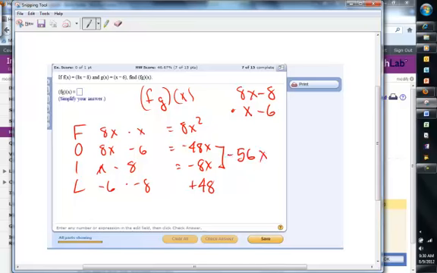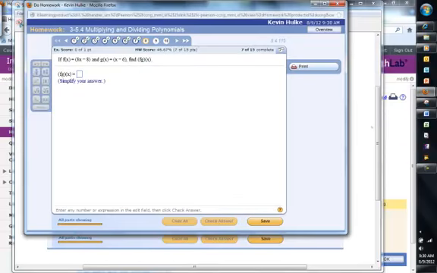So we have 8x squared minus 56x minus 48. Nope, plus 48.